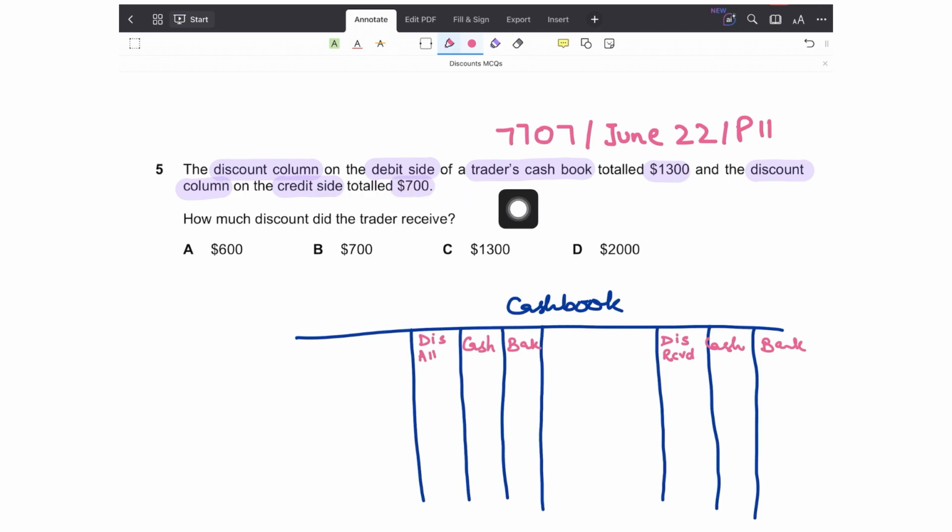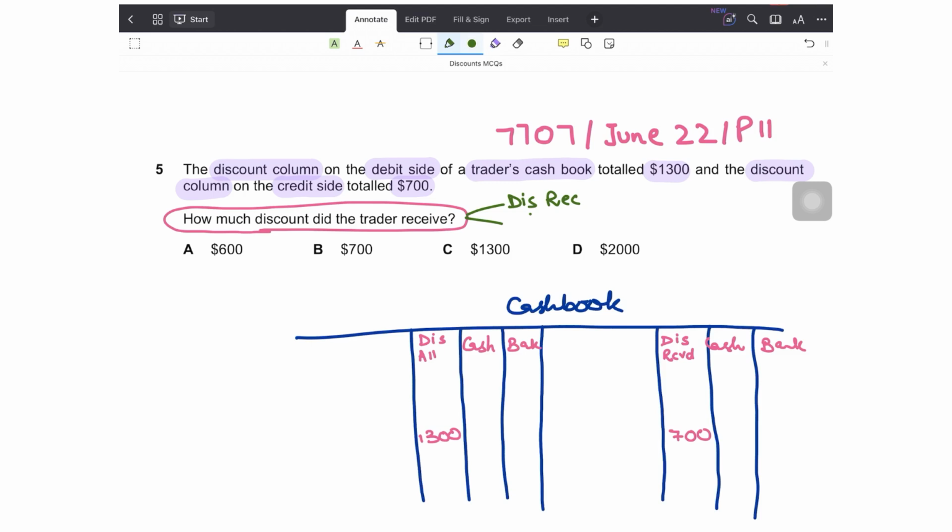The question says, the discount column on the debit side of a trader's cash book totaled 1300. So the total of the discount column on the debit side was 1300, okay, and on the credit side it was $700. The question is, how much discount did the trader receive? So are they talking about discount allowed or are they talking about discount received? They are talking about discount received, of course, and discount is received from the supplier to the business.